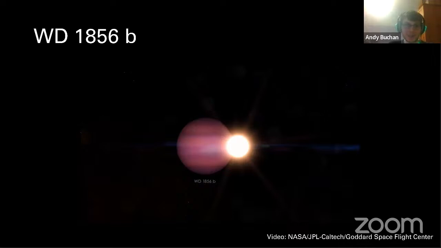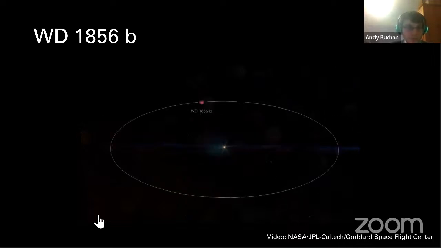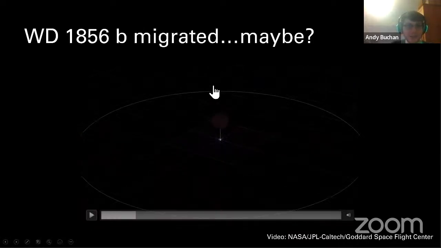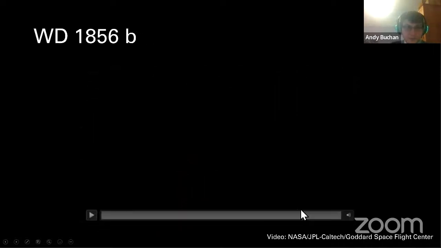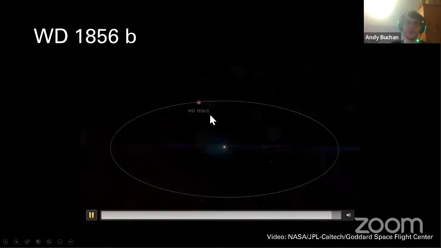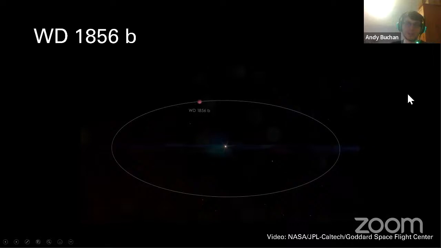So in this diagram here, if I just pause it there, move to the next slide. Okay, never mind. There we go. So it completes a whole orbit in about 1.5 days, which is only possible if the planet is very close to the white dwarf, moving very quickly.